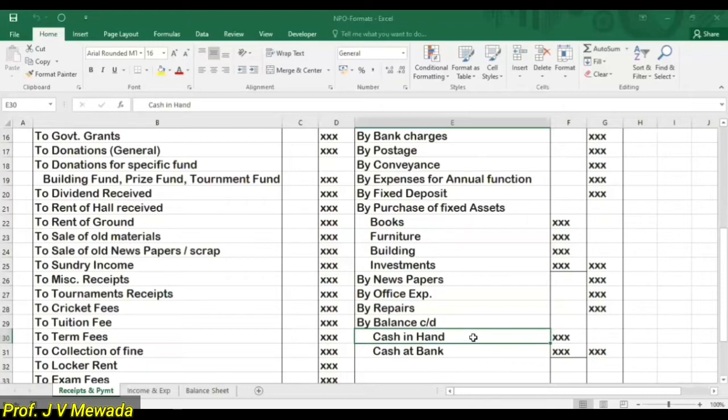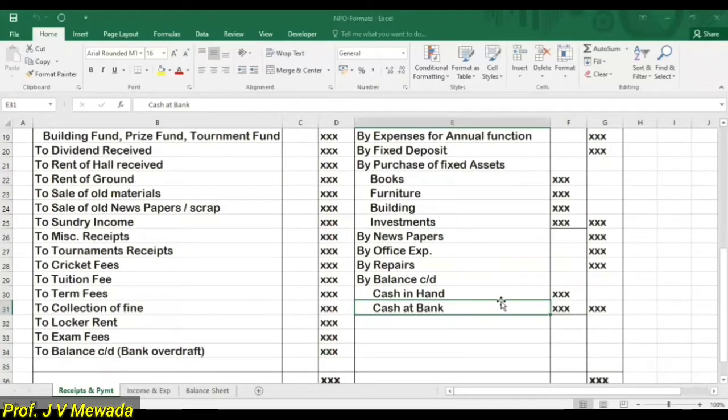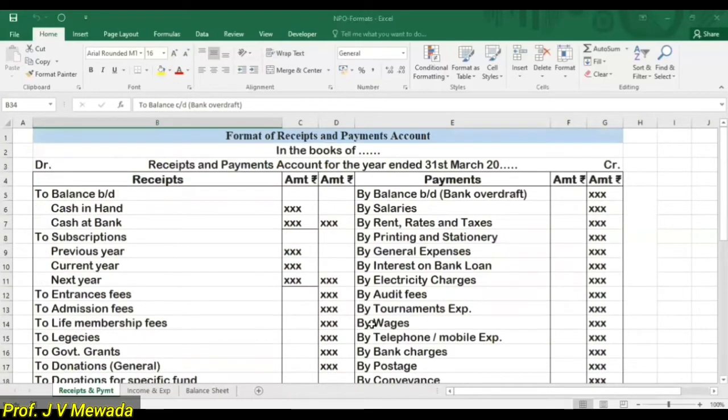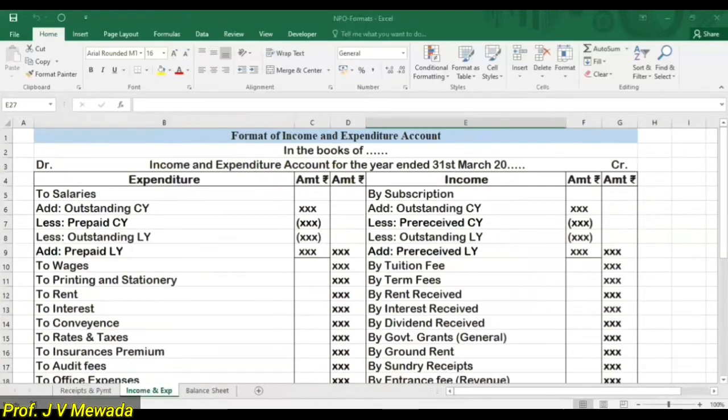And at the end of the year, we are having cash in hand and cash at bank. So as we are having opening balance, we are having a closing balance also. So this is shown in the closing balance sheet on the asset side. And in case the cash at bank is having a negative balance, then it is a bank overdraft, which is shown on the debit side here. And it is shown on the liability side of the balance sheet. Which balance sheet? Closing balance sheet. So this is the receipt and payment account, which is useful to us for preparing the income and expenditure account. Now we'll see another format of income and expenditure account.